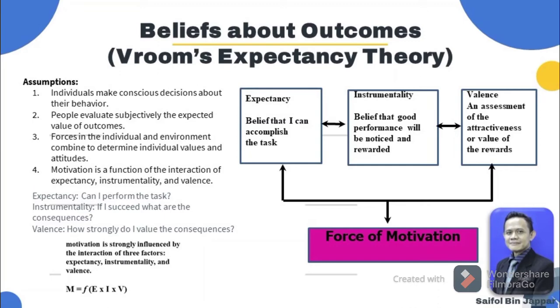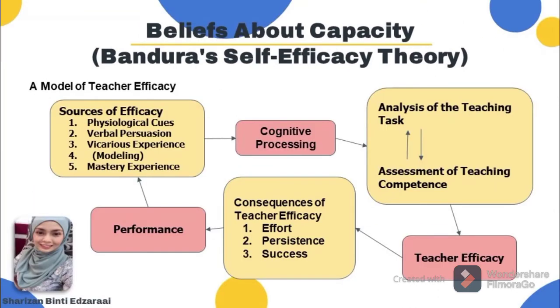The interaction suggests that motivation will not be strong if any of the three elements is absent. Okay, now I continue with belief about capacity from Bandura's self-efficacy theory. First, self-efficacy theory relates to a person's perception of their ability to achieve a goal. Albert Bandura says self-efficacy is a belief in one's ability to influence events that affect one and control over the way these events are experienced.